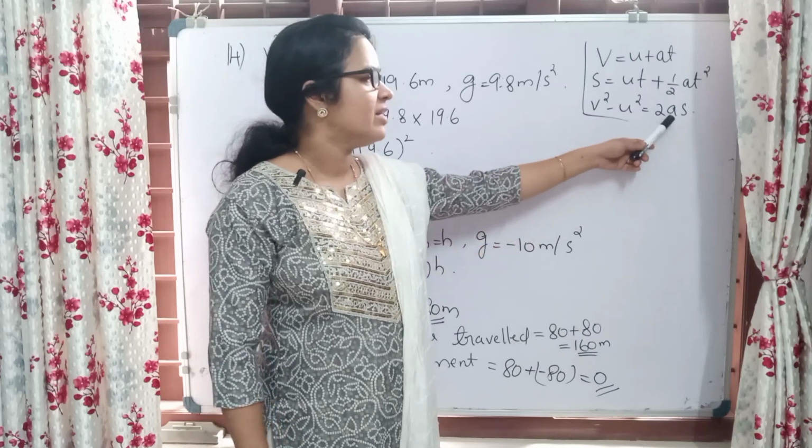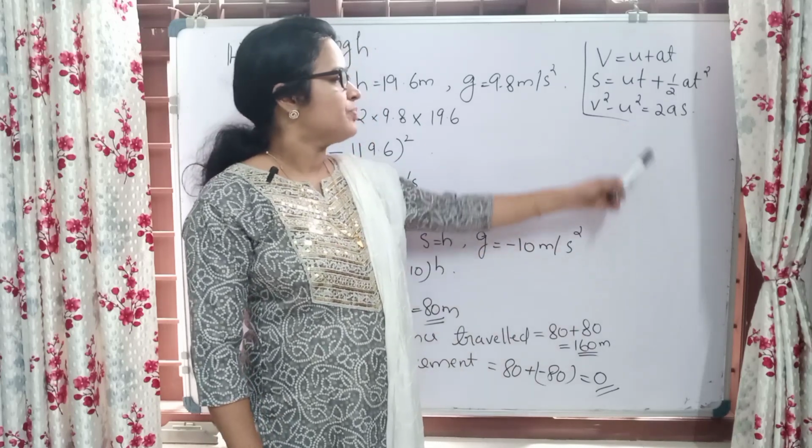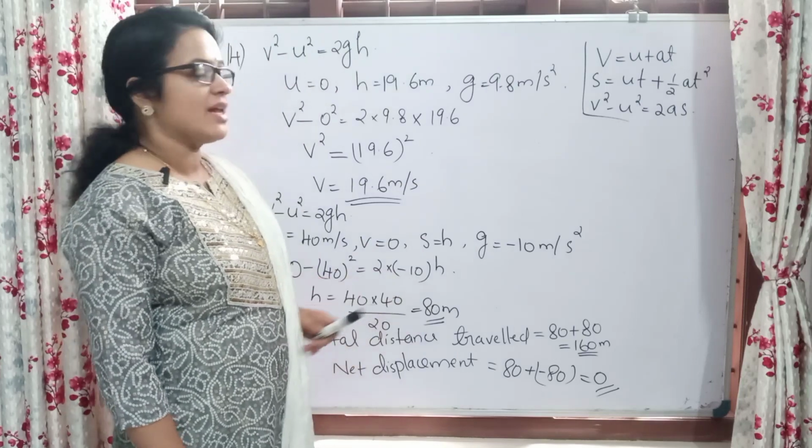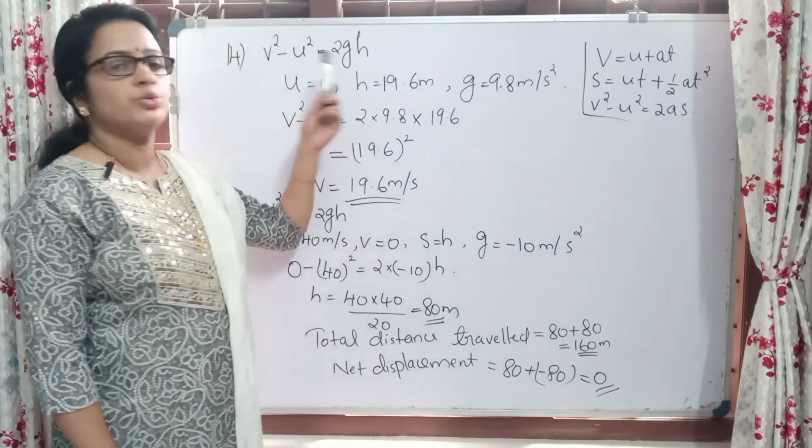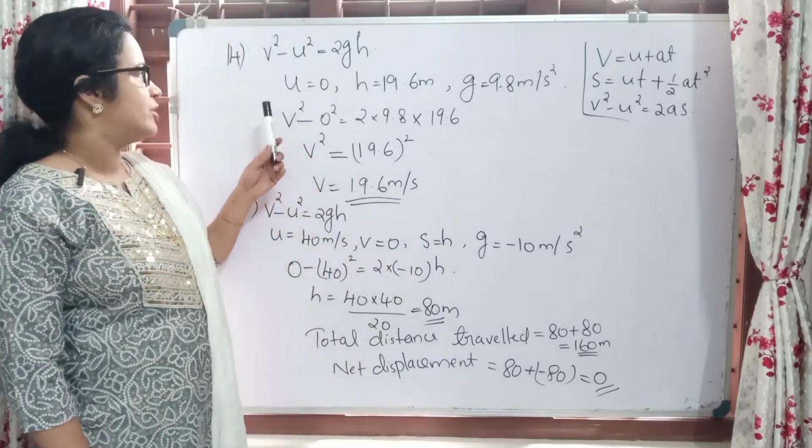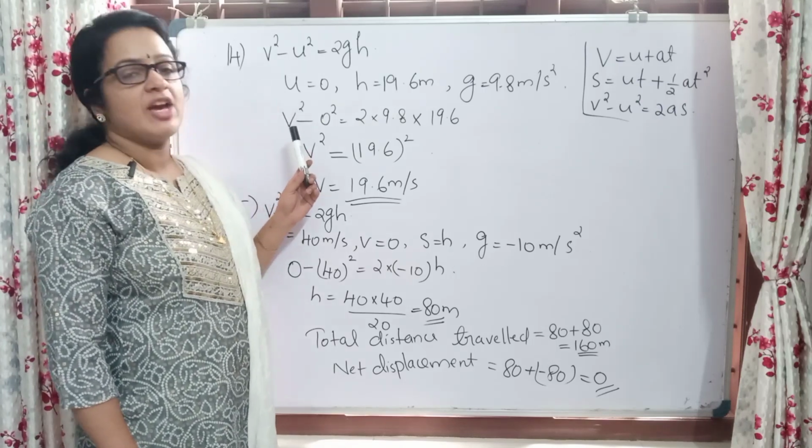ഫ്രീ ഫോൾ ആയതുകൊണ്ട് എന്ത് ചെയ്യാം, ഇവിടെ നമുക്ക് g എന്ന് എഴുതാം. Then this equation can be used. Last equation v square minus u square is equal to 2gh യൂസ് ചെയ്യാം. So substitute ചെയ്യുമ്പോൾ എന്ത് വരും? v is, yes, we have to find v.